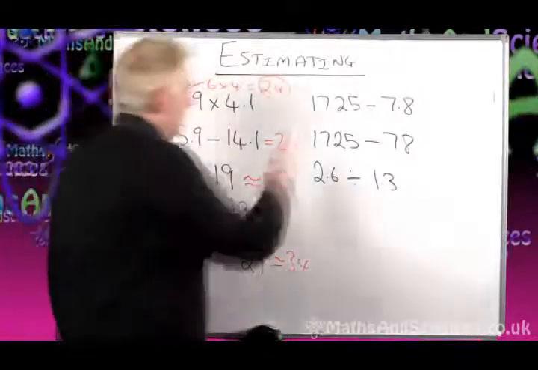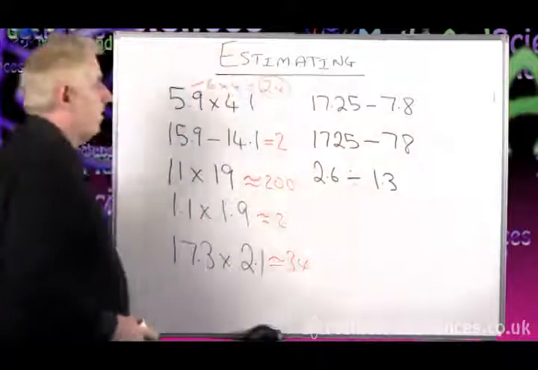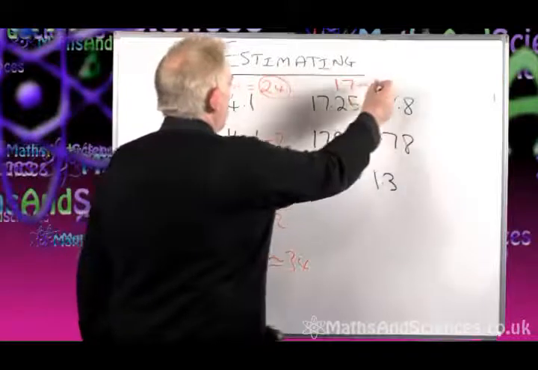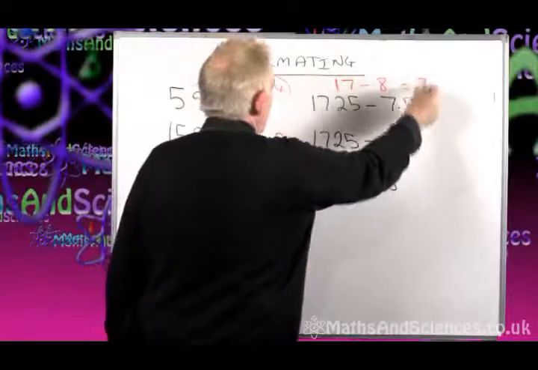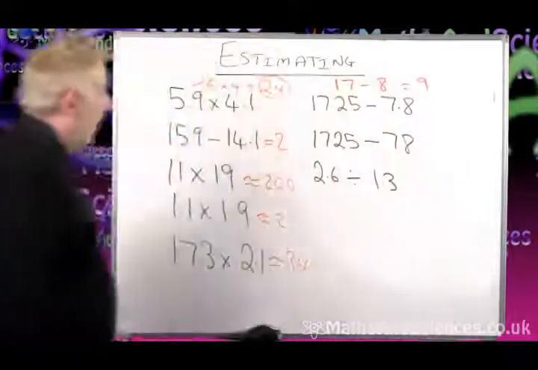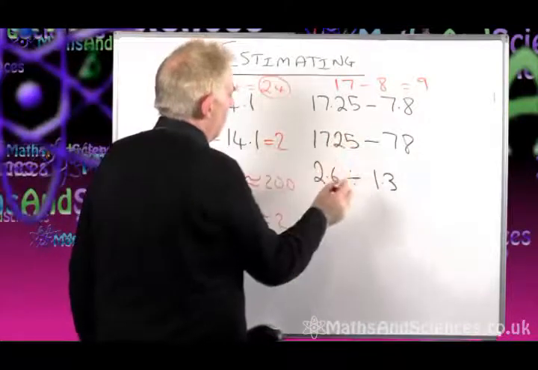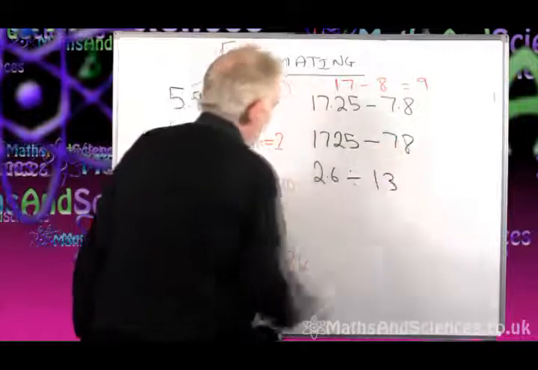This one here, 17.25 take away 7.8. We could call that roughly 17 take away 8. So that's going to be approximately 9. And here you can see what they've done. They've just moved the decimal point 2 places that way and they've moved that one 1 place.